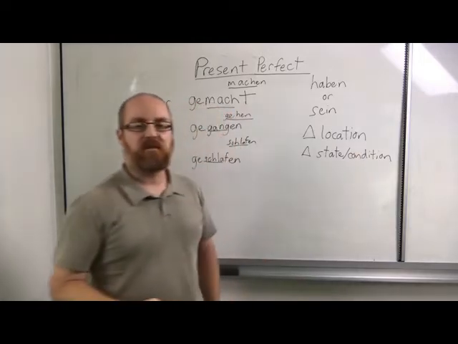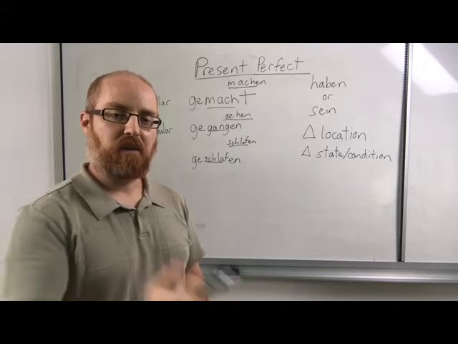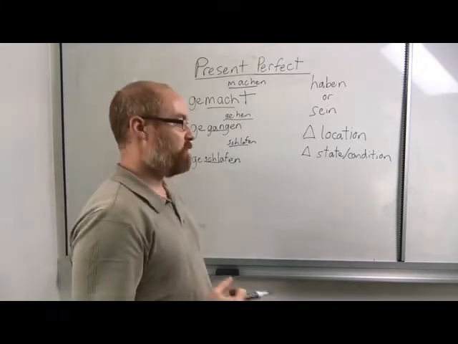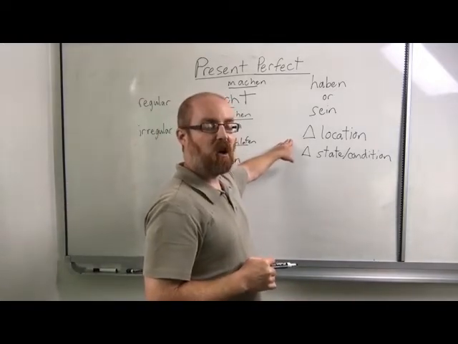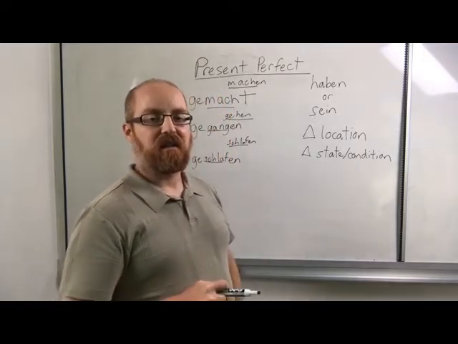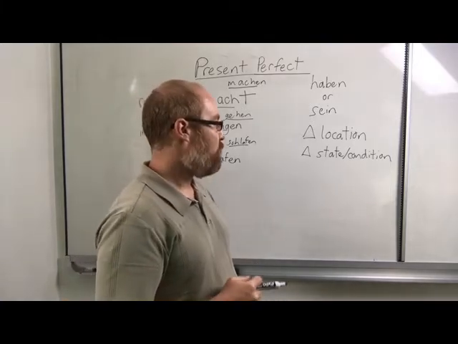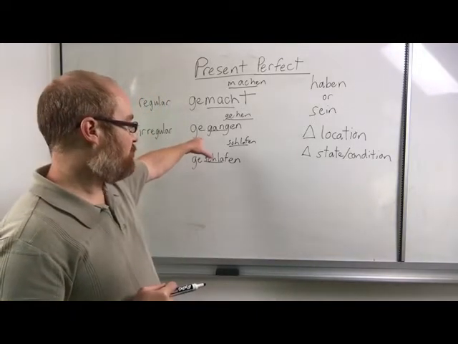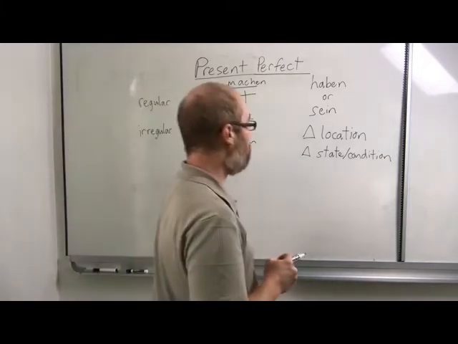So change of location. Verbs like gehen. I go to the store. I go from point A to point B. Even though point A might be implied, we know you're traveling away from one point and you're going to reach another destination. So gehen, kommen, fliegen, fahren, reisen. These kinds of verbs that show travel, movement from one place to another are going to be change of location, and we'll use sein. So, ich bin gegangen, ich bin gefahren, ich bin gekommen. Okay, they all use sein.